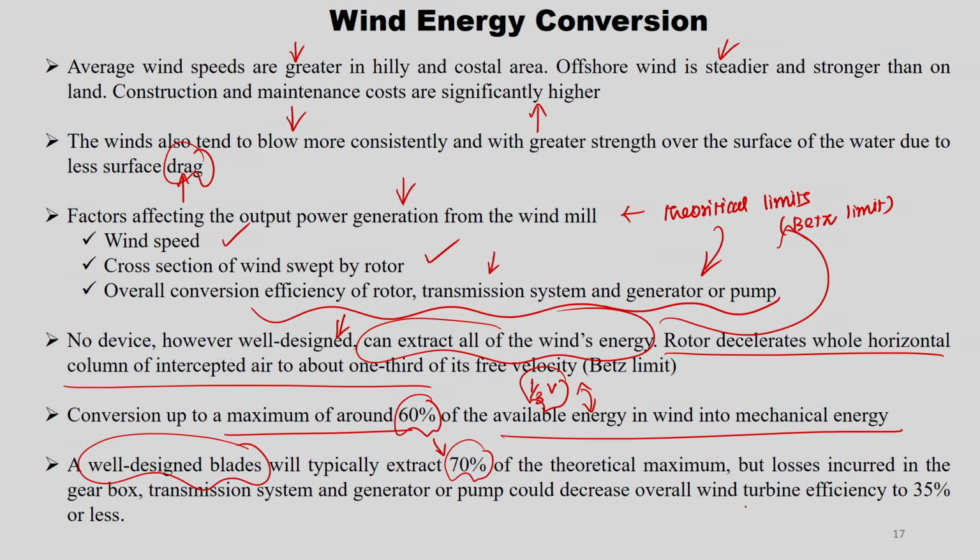But losses are incurred in the gearbox, transmission system, and generator or pump, as I already said, which could decrease overall wind turbine efficiency to 35% or less. So, what is the generator or pump? If you want to use your wind power to pump water, then there are pump losses, or if you want to convert it into electrical power, then generator losses. That is why it is given as generator or pump.